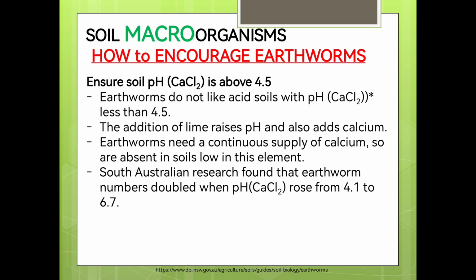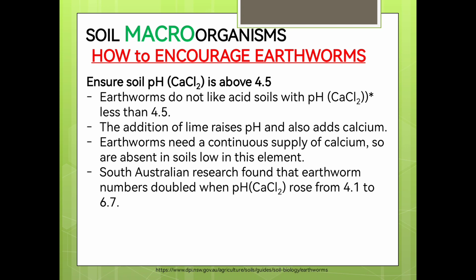To ensure soil pH that is above 4.5. Why? Because earthworms do not like acid soils with pH less than 4.5. The addition of lime raises pH and it also adds calcium. And these earthworms need a continuous supply of calcium. So when the calcium is absent in the soil, their growth is not at optimum. The South Australian research found that earthworm numbers doubled when the pH rose from 4.1 to 6.7.